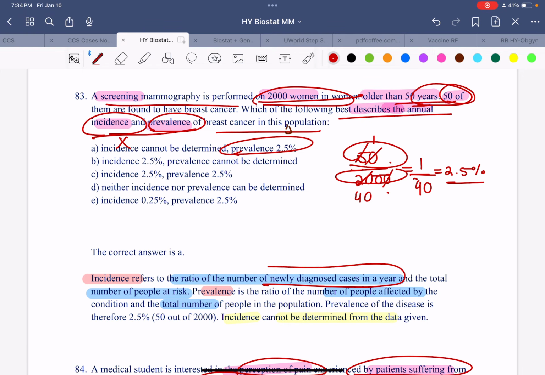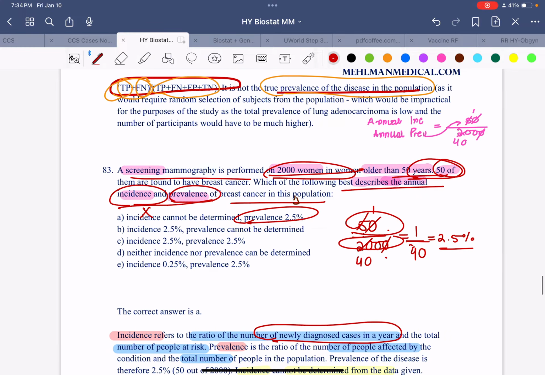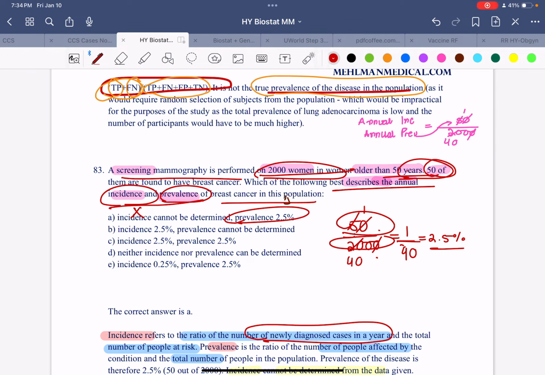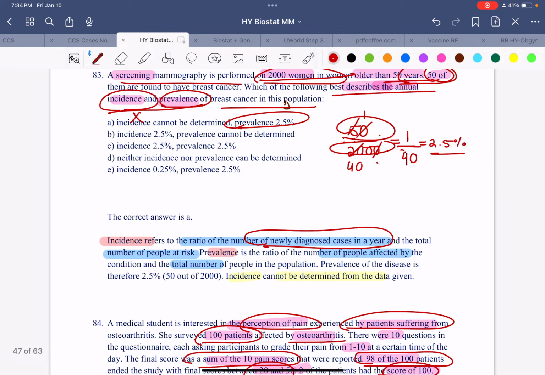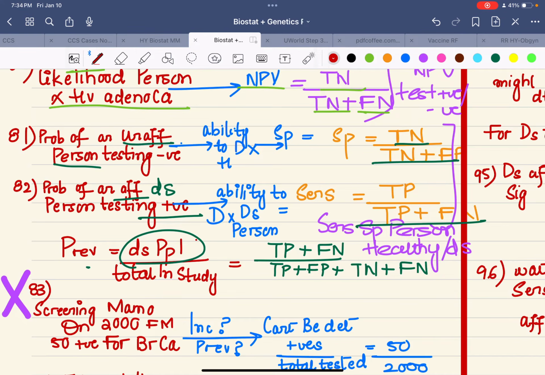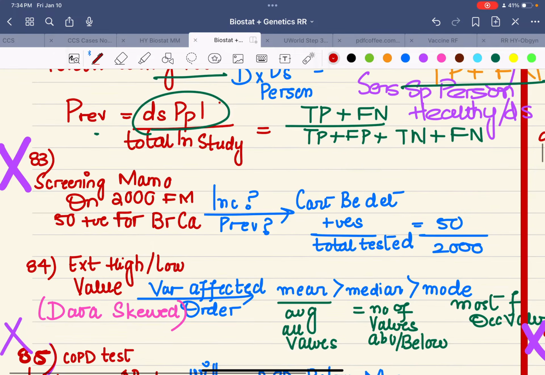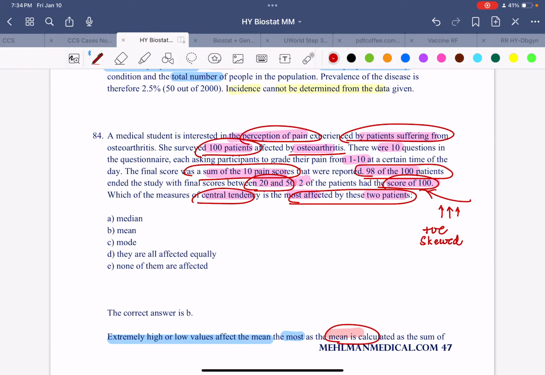but we cannot determine the incidence, because incidence is the ratio of the number of newly diagnosed cases in a particular year, right? We are not newly diagnosing these people, it was just detected over here and they actually had the breast cancer, right? So when we come to know the next year the number of new cases, then we can calculate the incidence. So in the screening mammography on 2,000 females, in which 50 are positive for breast cancer, the incidence cannot be determined, whereas prevalence is the number of positives divided by the total number of people who were tested.